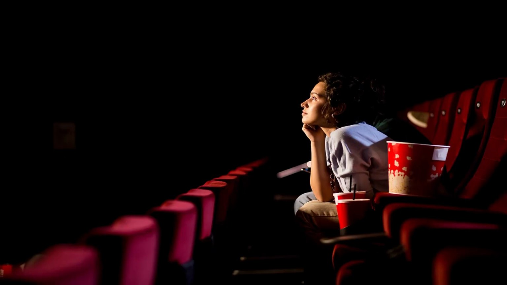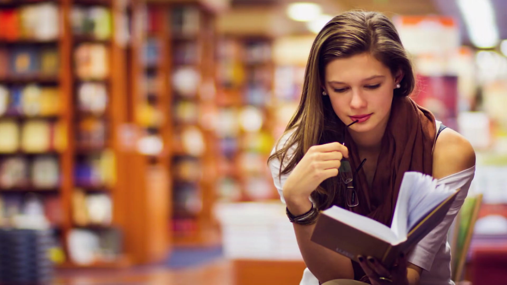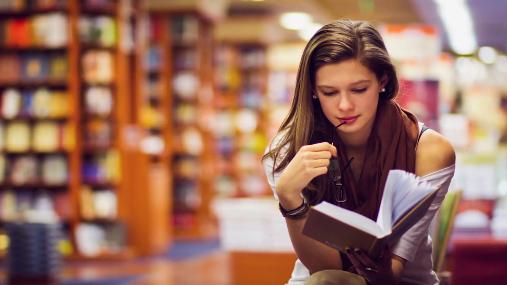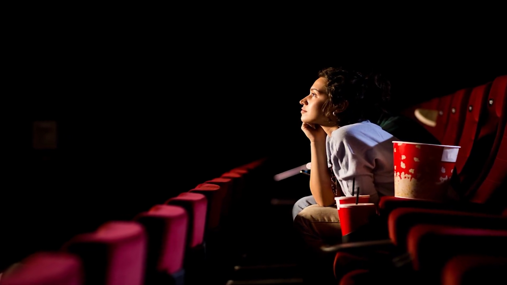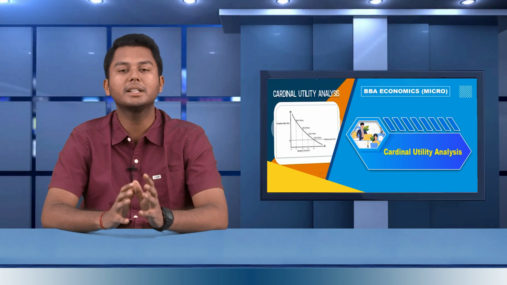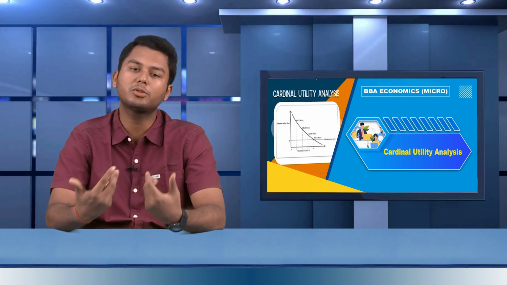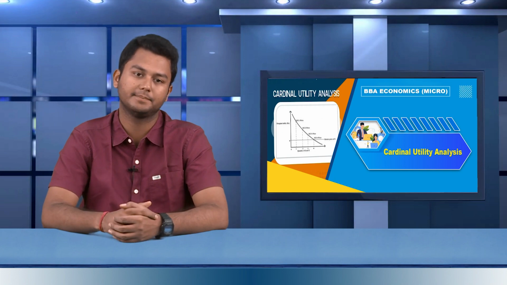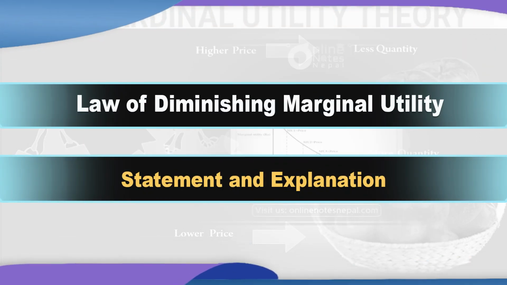For example, if watching a movie gives you 20 utils of satisfaction while reading a book gives you 15 utils, the theory predicts you will choose the movie when given an option. While utils don't really exist in reality, they provide a useful framework for analysis. Now let us look at the law of diminishing marginal utility. Let us look at the statement and the explanation.